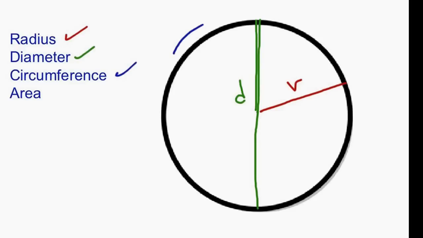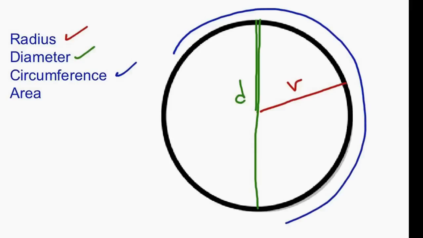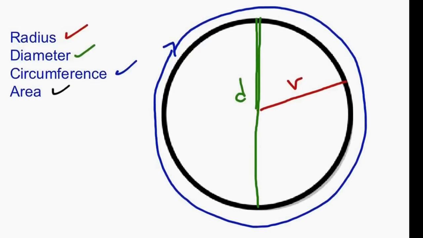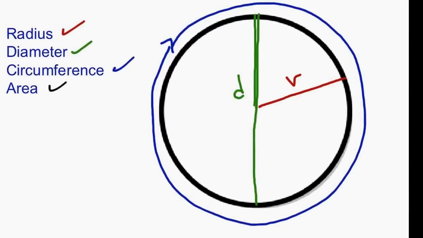Circumference, that's the distance all the way around the circle. So think of it as a perimeter. If you were looking for the perimeter of a square, a rectangle, something like that, when we're dealing with a circle, the distance around is called the circumference. And then the area would be all the space inside of the circle.